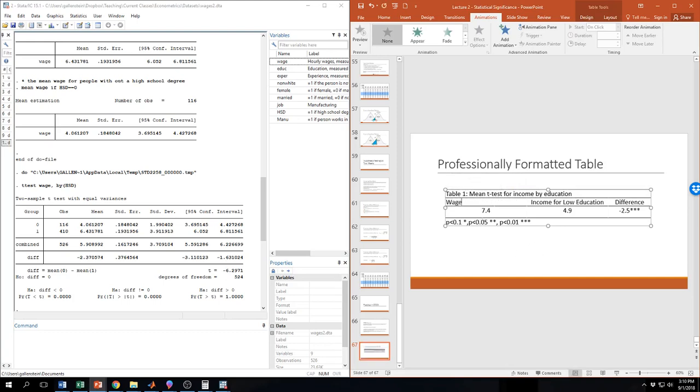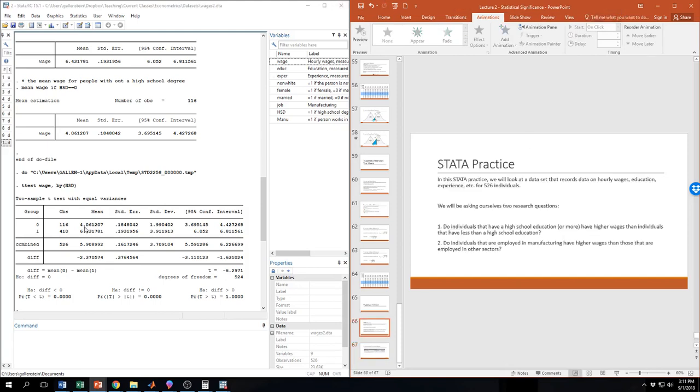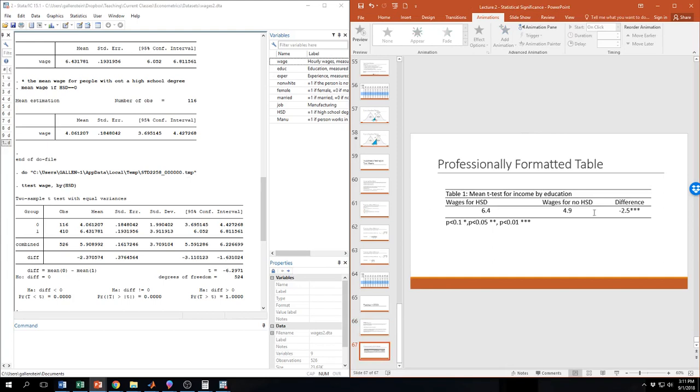So this is wages for high school degree. All right, what's our mean for the people that have a high school degree? It is 6.4. All right, this one's going to be wages for no high school degree. And what was that? That was 4.1 basically. So we'll put that here. What was the difference? 2.4 basically. All right, 2.4.